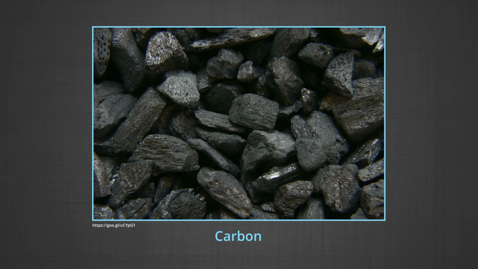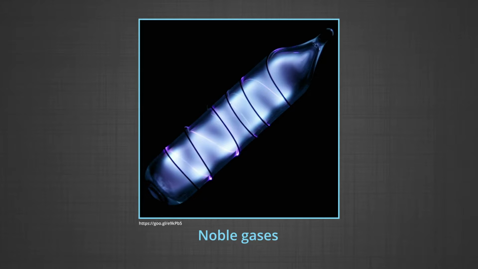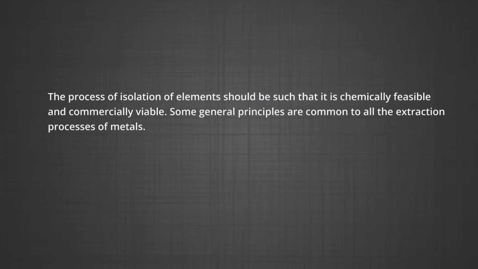A few elements like carbon, sulfur, gold and noble gases occur in free state, while others in combined forms in the earth's crust. The extraction and isolation of an element from its combined form involves various principles of chemistry. A particular element may occur in a variety of compounds. The processes of isolation of elements should be such that it is chemically feasible and commercially viable. Some general principles are common to all the extraction processes of metals.